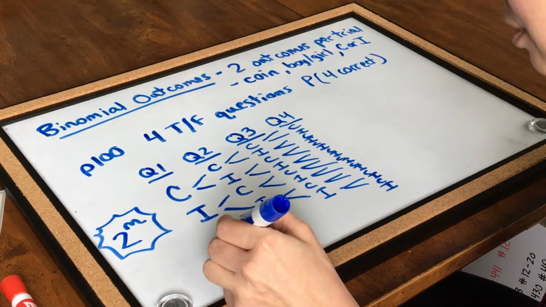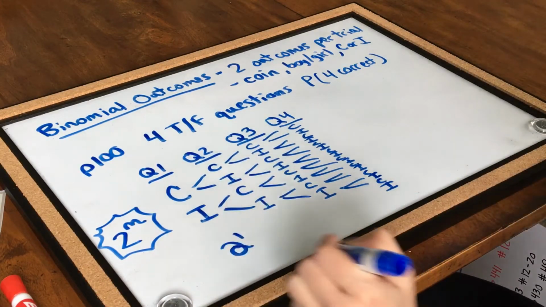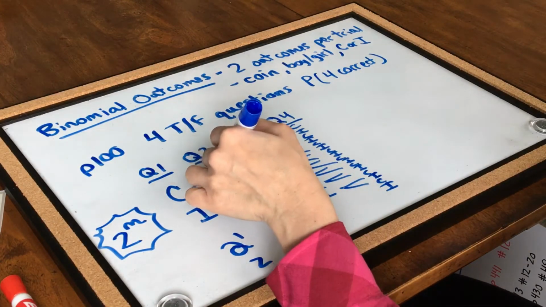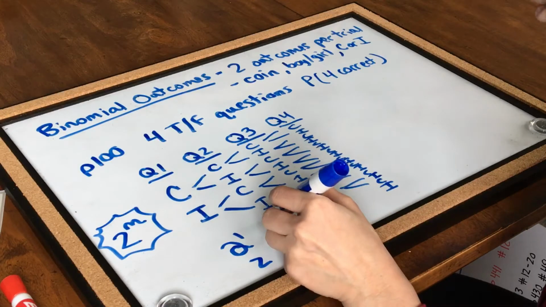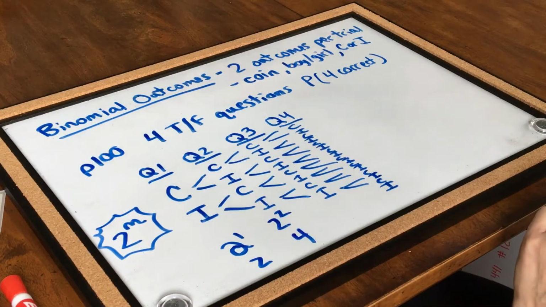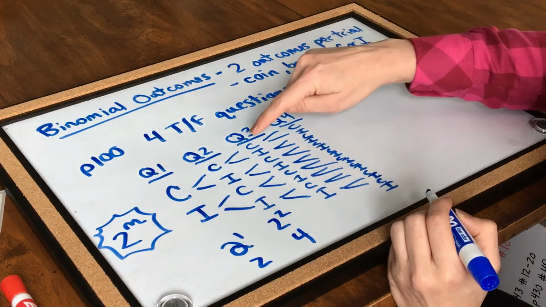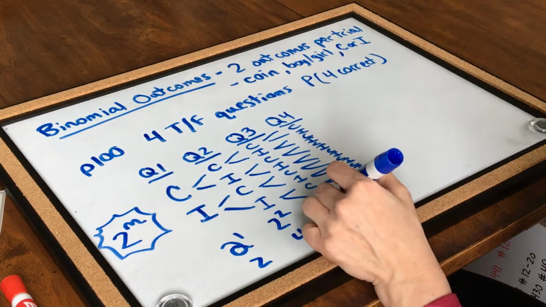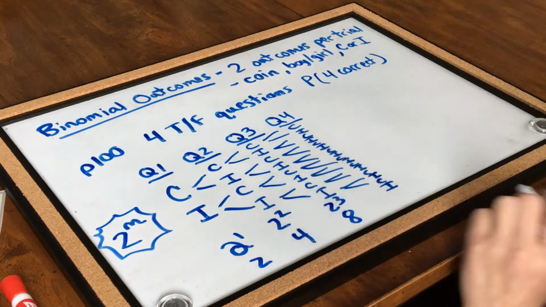That's 2 to the first power, which is just 2. For question 2, there are 1, 2, 3, 4 possibilities. So that's going to be 2 squared, which is 4 possibilities. For question 3, I count 1, 2, 3, 4, 5, 6, 7, 8. That's 2 to the third power, or 8 possible outcomes.